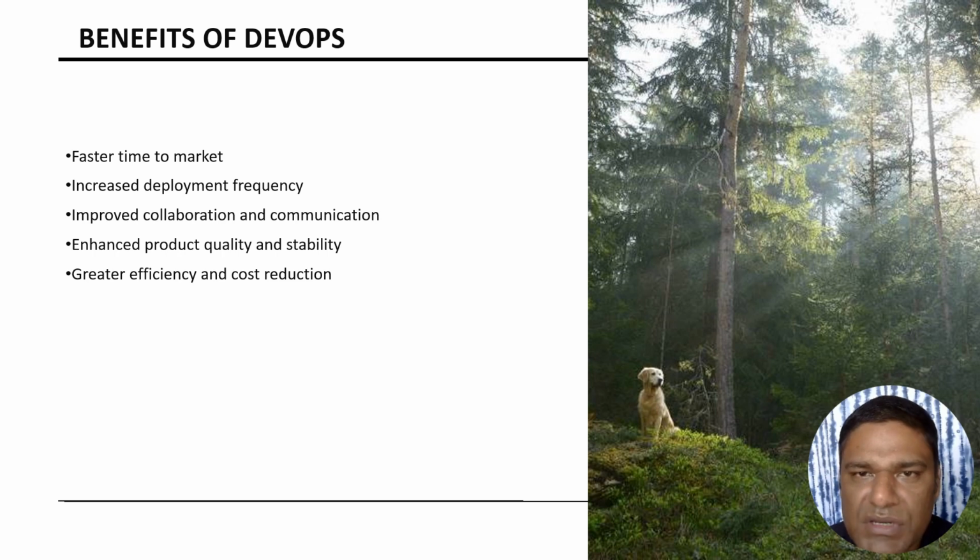And improved collaboration and communication foster a positive work environment and drive innovation. And furthermore, DevOps enables organizations to achieve greater efficiency and cost reduction by automating manual processes and minimizing waste. What is waste? So waste is a process in our software development cycle which has zero or minimal impact on the software development. So that process could be eliminated so that the software development could be faster. Okay.